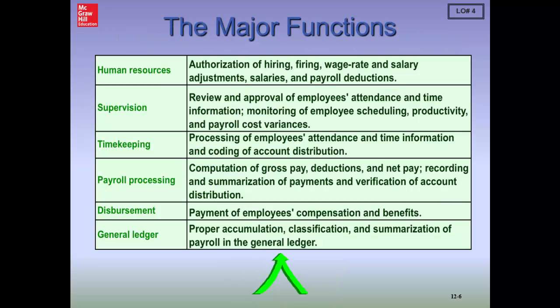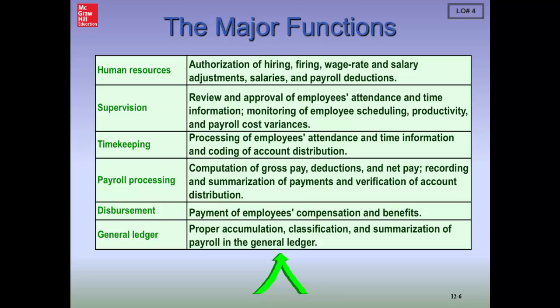Major functions obviously include human resources, the hiring. Supervision is the approval of the employee's attendance, time and attendance, monitoring employee activity, productivity, and payroll variance costing. Timekeeping is the process of monitoring the actual time and attendance for the employee. There should be a timekeeper, and the timekeeper's report, as they complete it, should be approved by the supervisor, and then that report is going to go to payroll, where payroll processing is going to compute the amount of money that's actually going to be due the employee.